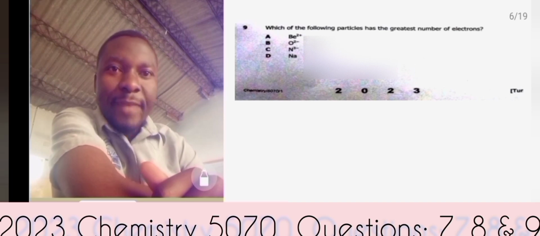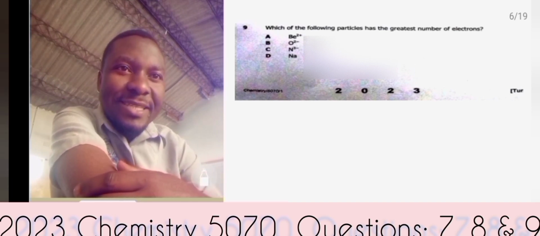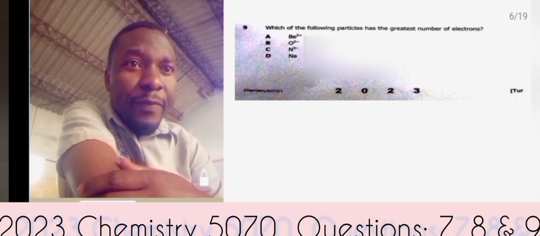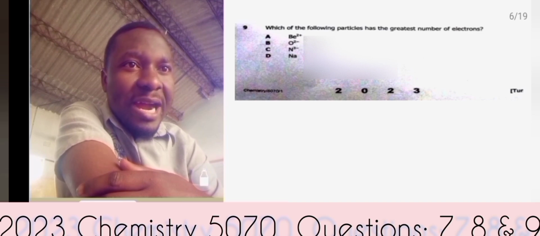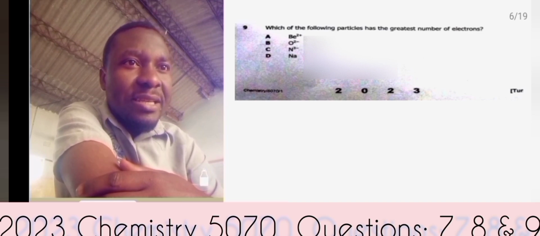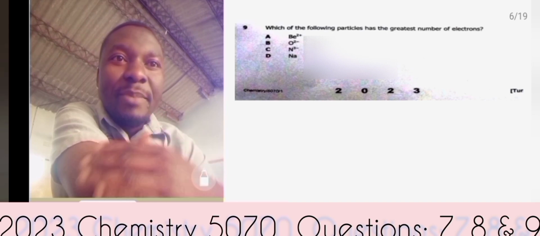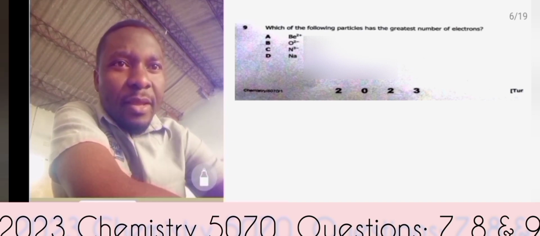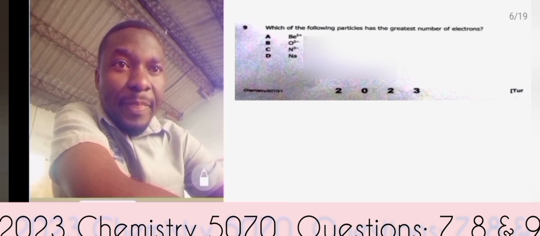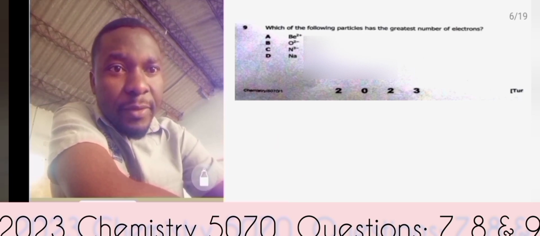Okay, and now we are going to number 9. Number 9 says, which of the following particles has the greatest number of electrons? Simple. Which one has the greatest number of electrons? Wow. The first option there shows beryllium. Now beryllium has the following atomic structure.